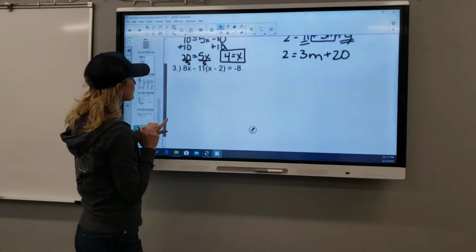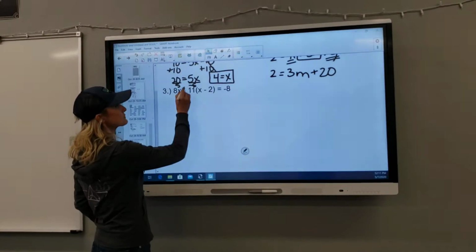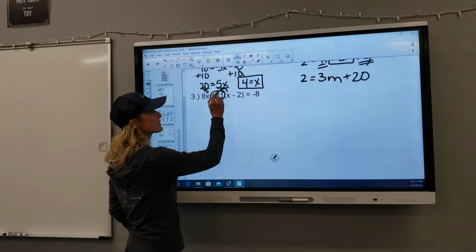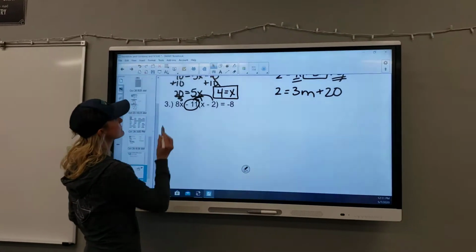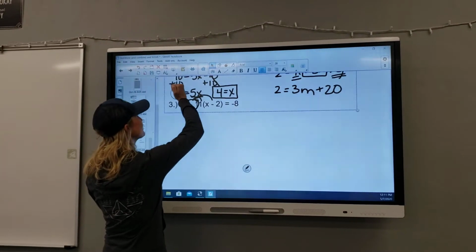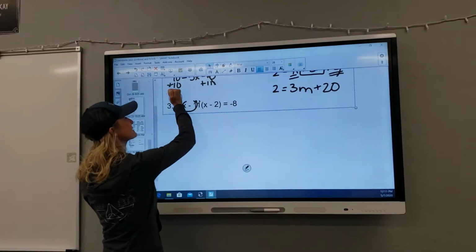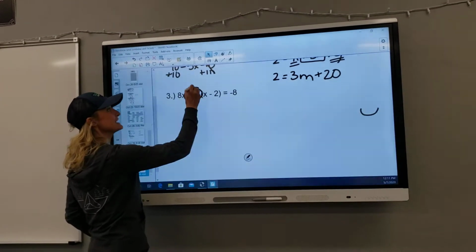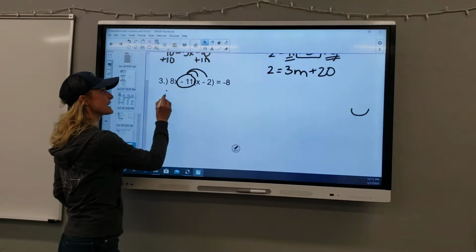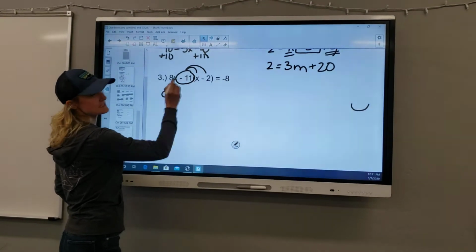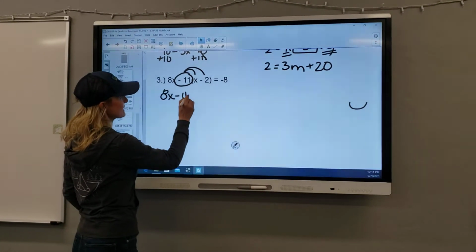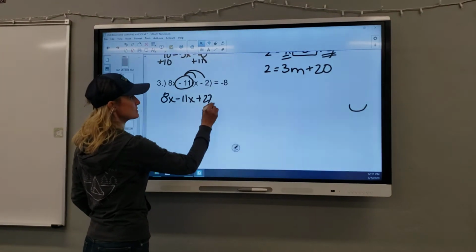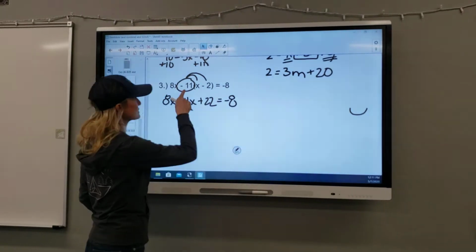This last one, okay, I'm going to distribute first. So I've got -11. That negative goes with it. I'm going to distribute it to both the x and the -2. I'm going to try to erase some of this. Okay, we'll just clean it up there. Okay, so this -11 is going to be distributed. I've got my 8x here. -11 times x is -11x. -11 times -2 is positive 22. Okay, I've done my first step, which was distribute.